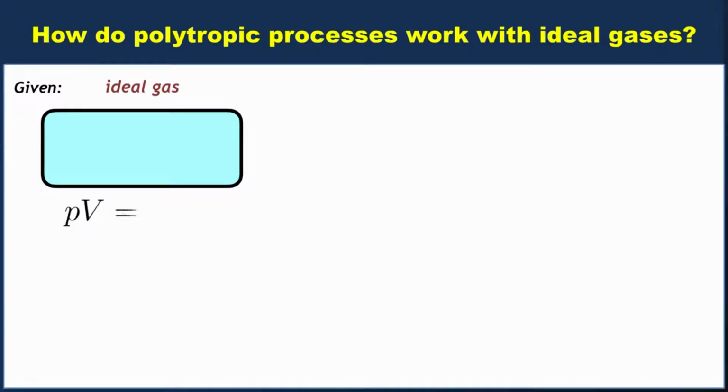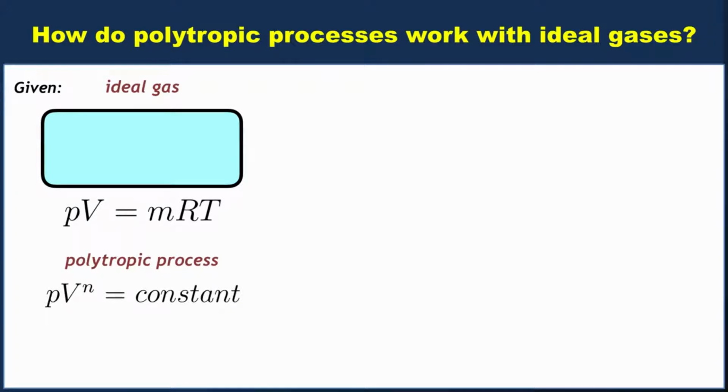How about PV = mRT, where if you recall, P is the pressure, V is the total volume, m is the total mass, R is the specific gas constant for this ideal gas, and T is the temperature. And this is a polytropic process, so we know how those work. It's PV^n equals constant.